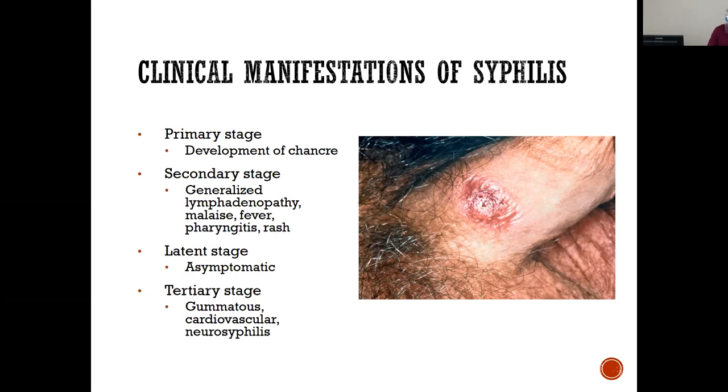10 to 30 years following the secondary stage, that latent stage can go a long time before the patient all of a sudden starts to have real big bad issues. Manifestations are the gummas, cardiovascular disease, and neurosyphilis. And this gumma is, as it says, a localized area of granulomatous inflammation, often found on bones, skin, and subcutaneous tissue.